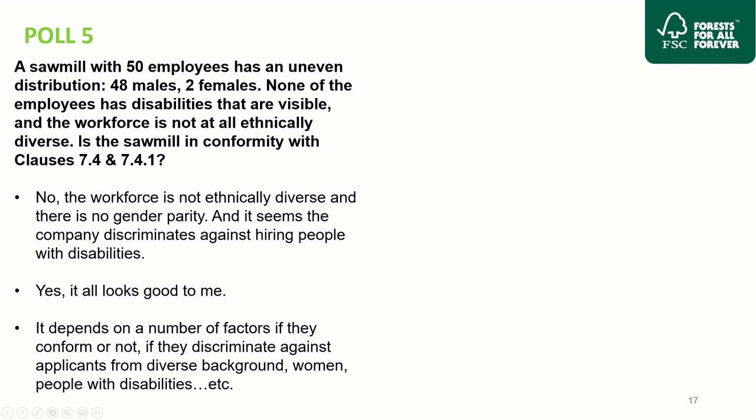The correct answer is: it depends on a number of factors if they conform or not, and if they discriminate against applicants from diverse backgrounds, women, or people with disabilities. We need to take into consideration the sector and industry. In certain sectors which have had traditionally male employees, women may not apply for those roles. However, if they did apply, the company will have to demonstrate that they did not directly or indirectly discriminate against these applicants.